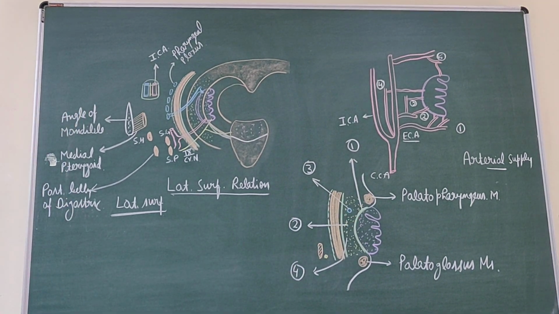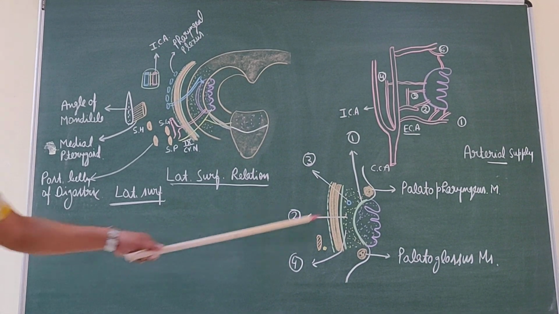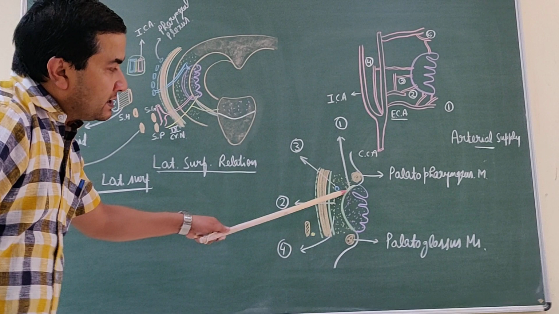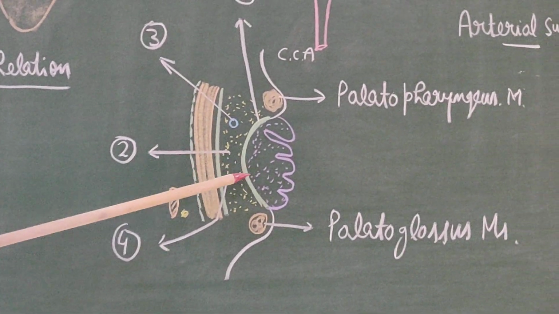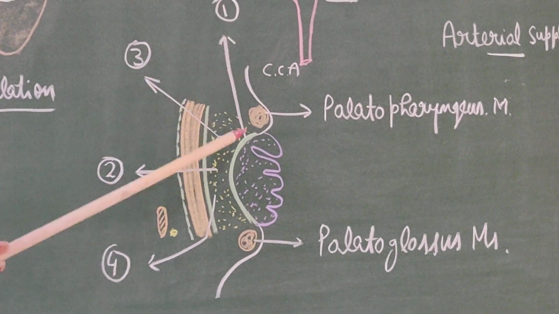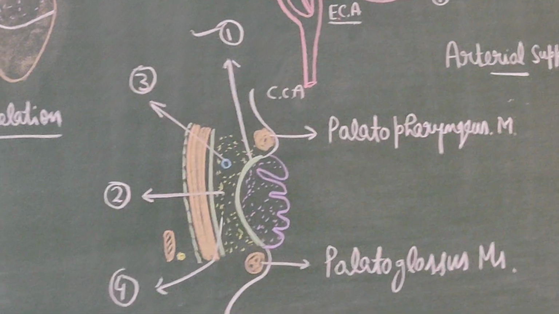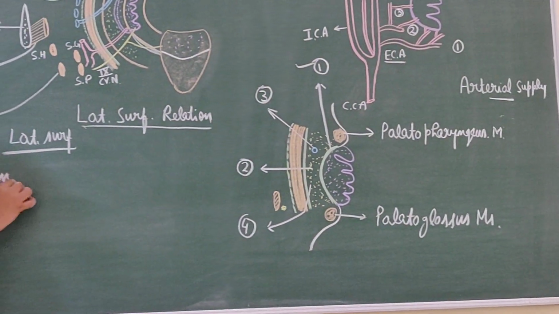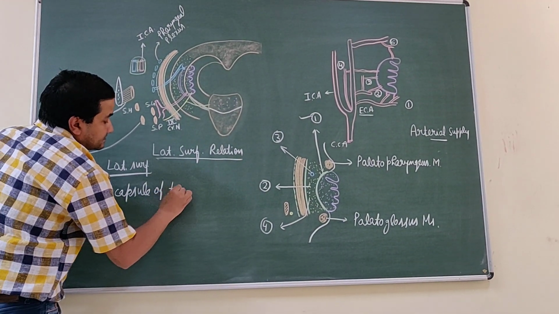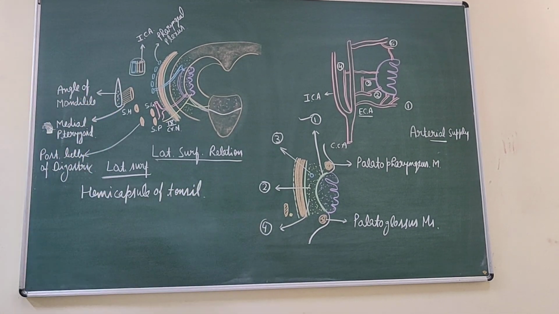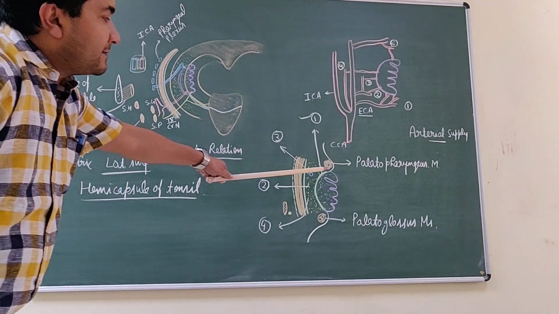Lateral surface. After the medial surface, it is the lateral surface. This lateral surface is closely related with a fibrous tissue, and this fibrous tissue forms the capsule of the tonsil. So this structure is the hemicapsule of the tonsil. This capsule is formed by this fibrous sheath.